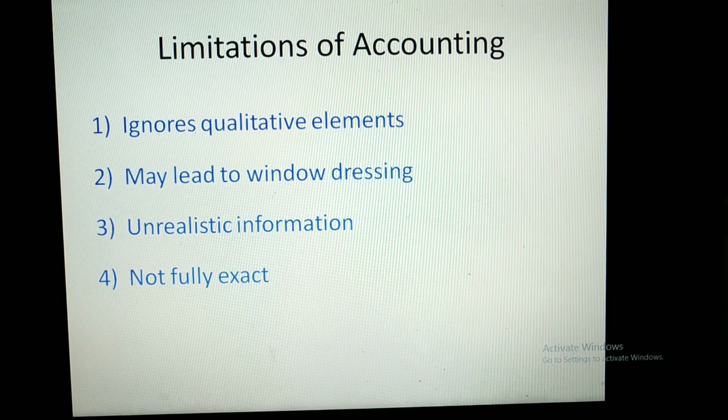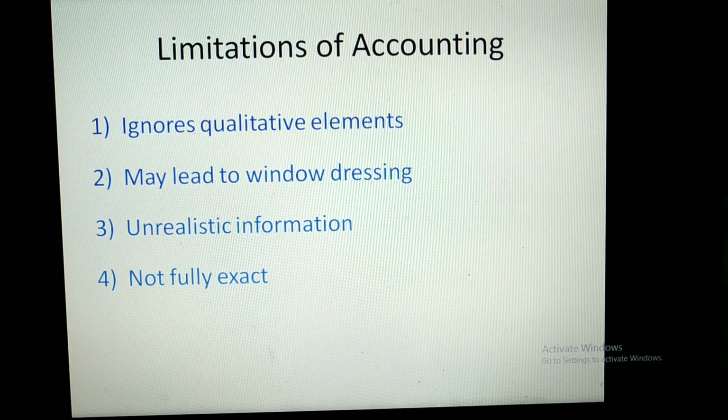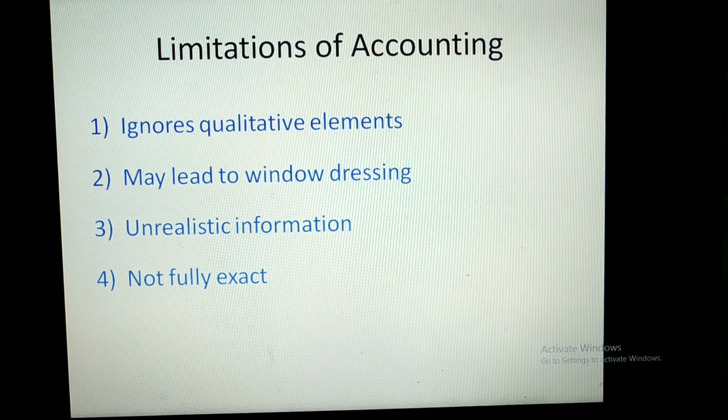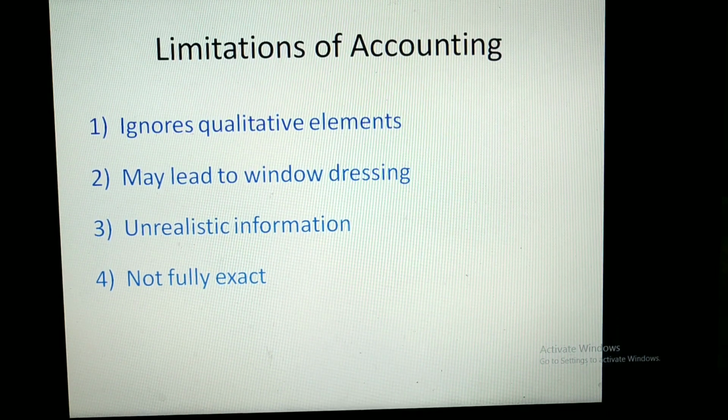Third point is unrealistic information. Accounting information may not be realistic since accounting statements are prepared following the accounting concepts and conventions. These accounting concepts and conventions are very important, which I will be discussing in detail in a separate video.